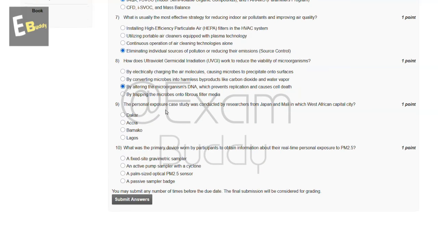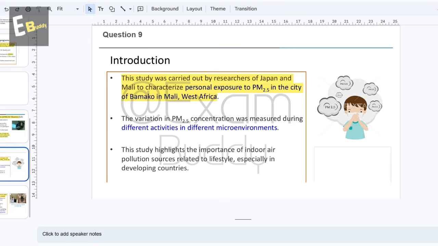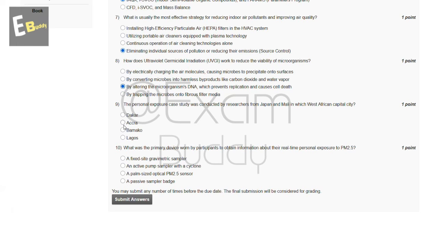And now let's go to our question number 9. The personal exposure case study was conducted by researchers from Japan and Mali, in which West African capital city? So these are the options: Dakar, Accra, Bamako, Lagos. So now let's check the explanation. The explanation says this study was carried out by researchers of Japan and Mali to characterize personal exposure to PM2.5 in the city of Bamako in Mali, West Africa. So the answer of our ninth question is C.